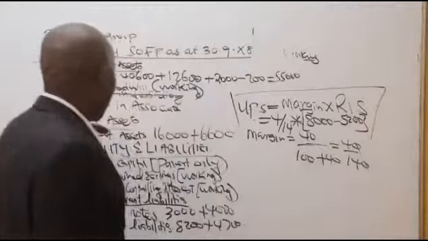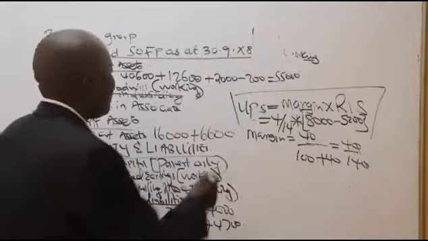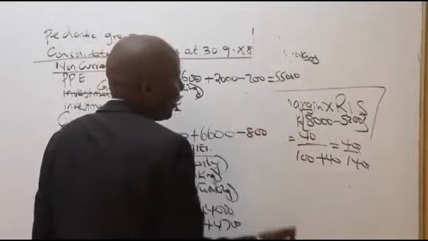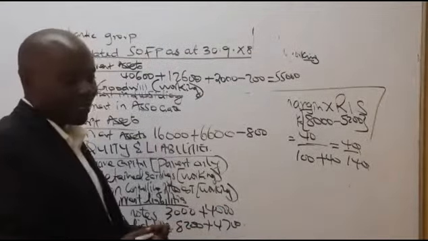If an inventory was there, I would have gone to inventory, but now here we don't have inventory. So please come here and say minus 800. Current assets, and in the current assets, say minus 800.